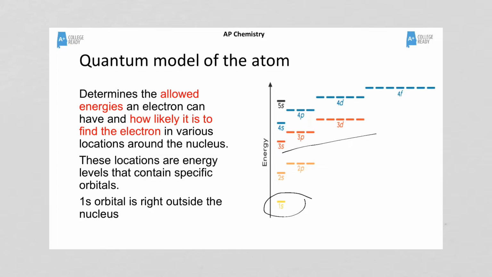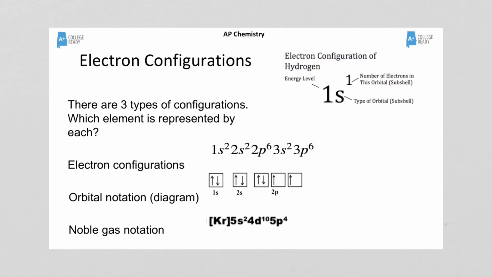We have s, p, and d, and then they start kind of overlapping a little bit. The 4s orbital is a little bit less energy than 3d, and then it goes on from there. You do need to be able to write an electron configuration or use an electron configuration to identify an atom or an ion. So here's just a general guideline.